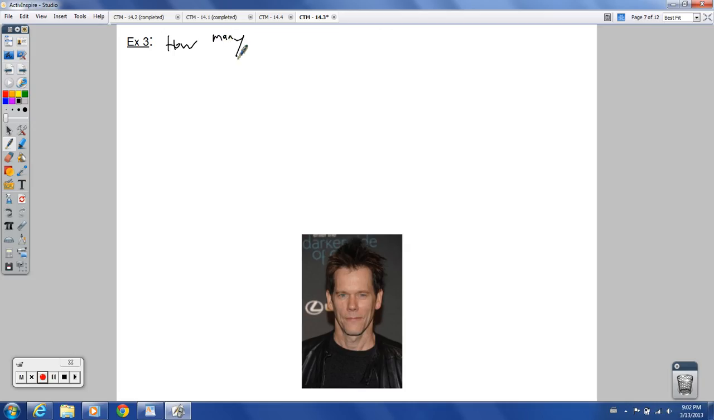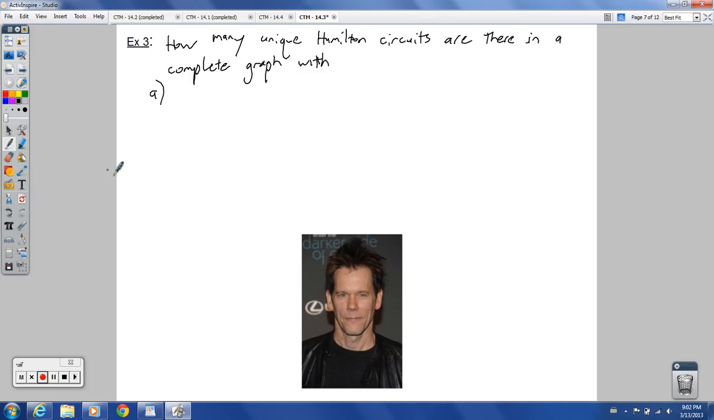So how many unique Hamilton circuits are there in a complete graph with, and this will be broken down into 4 different parts here. Okay, so let's say you have 3 vertices. B is going to be 8. C will go with 11. And then we're going to get crazy. We'll go with 50 vertices.